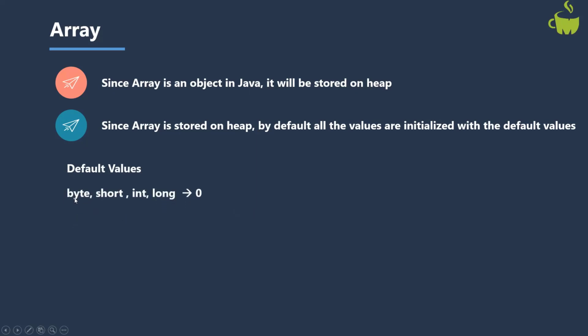For example, if it belongs to the integer family like byte, short, int, long, by default the values are initialized with 0. And similarly, if it is the real family like float or double, then the default values are going to be 0.0. And if it is a character, then by default a space will be initialized, and if it is boolean, then false will be the default value, and if it is an object, then the default value is going to be null.